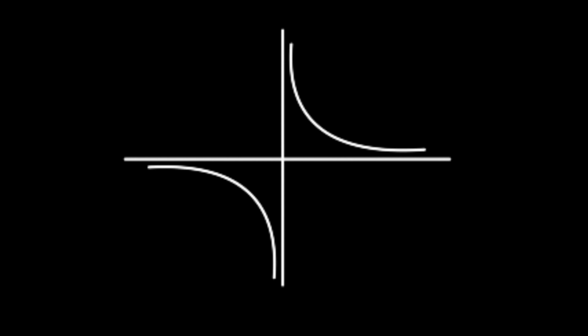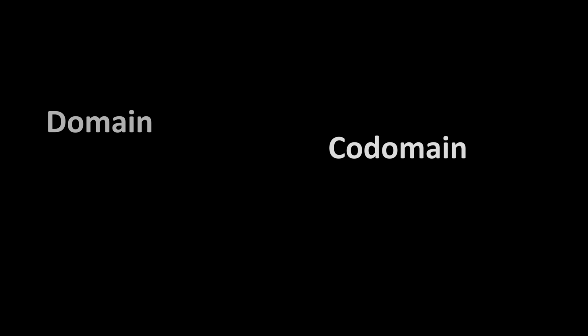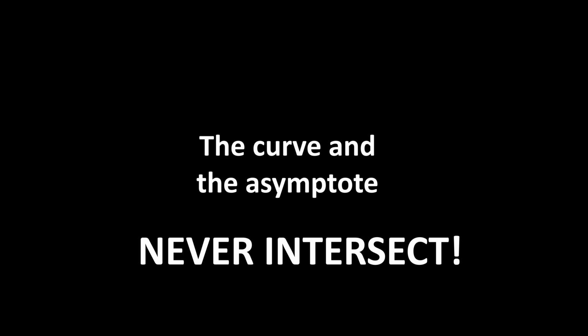To cover the concept in its entirety, we will be going through the details of three things: domain, codomain, and asymptote, and then graph these on TI. So the first one is asymptote. An asymptote of a curve is a line such that the distance between the curve and the line approaches zero as one or both of the x or y coordinates tend to infinity, but the curve and the asymptote never intersect. The second one is domain.